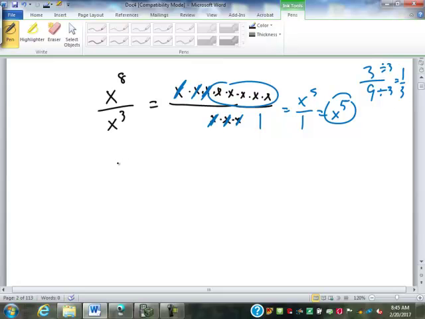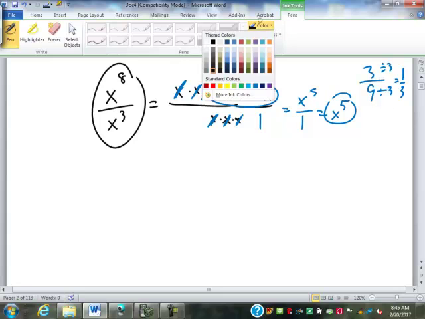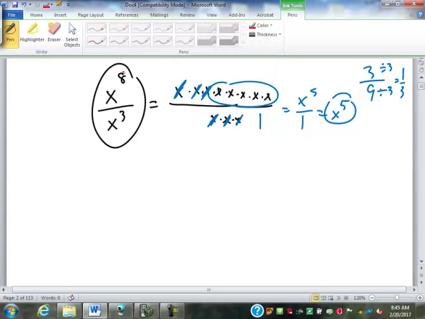Now what did we say our shortcut was? Remember? We took 8 minus 3 to get 5. We subtracted the powers when we were dividing. We might have y to the 4th over y to the 6th.